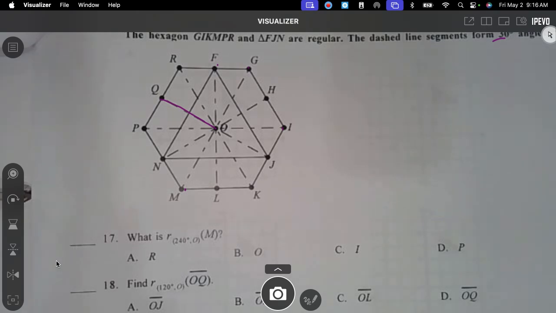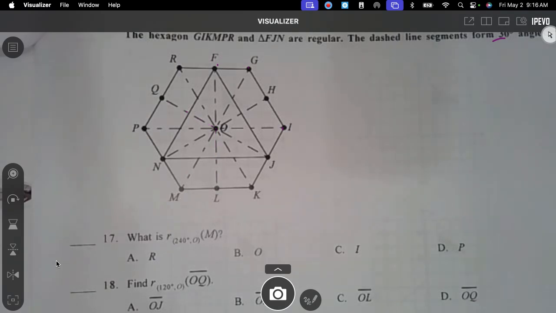Okay, how many degrees do I rotate this one? I'm going to count to 120. So again, it's 30, 60, 90, 120. OL. So that is OL. So they just named it different. That's answer C.